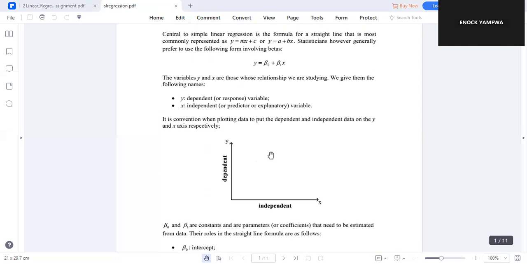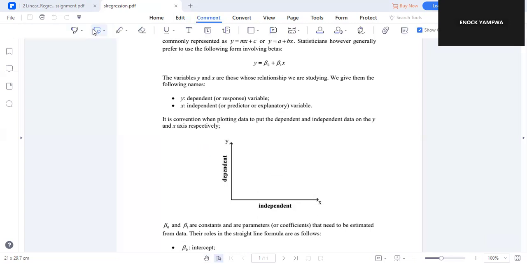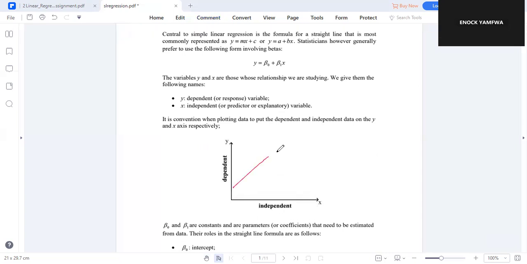When you're doing an x-y plane, it is convenient that you understand how these look. The dependent variable is y, the independent variable is x. When you're drawing the linear regression equation, it is given by y = a + bx, where a is a cutting point, the intercept, and b is a gradient, the slope.